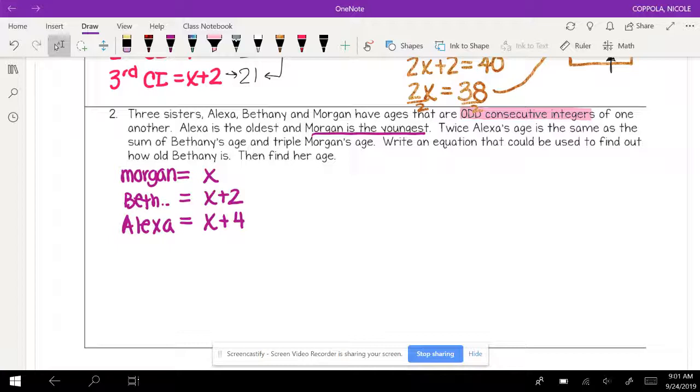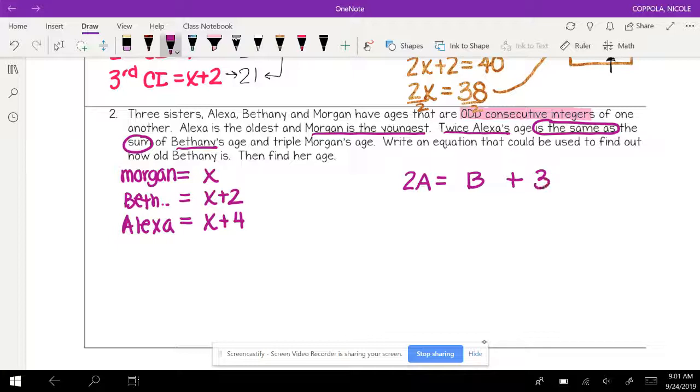Okay. All right, now let's read this. I'm going to read it first and then I'll translate it. Twice Alexa's age is the same as the sum of Bethany's age and triple Morgan's age. Okay, so here we go. Twice Alexa's age. I'm going to write 2a for now. Twice Alexa's age is the same as, is equals. The sum, we know what sum means. That means I have to add 2 things. Bethany's age and triple Morgan's age. Triple means multiply by 3.